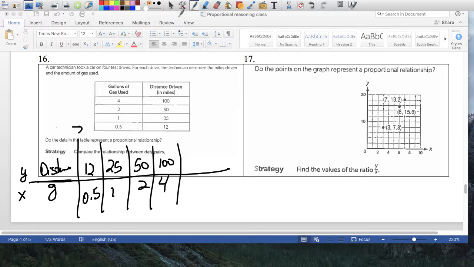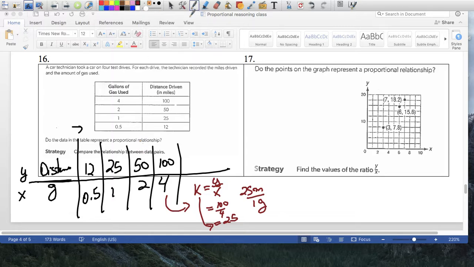Well, let's see if they have the same constant. So if I took this one over here and found what I call the constant of proportionality, or the unit rate, it'd be y over x, which is 100 over 4, and I get 25 over 1. So the constant of proportionality is 25, and the unit rate here will be 25 miles in 1 gallon, right? So I can get all that information from 100 and 4.